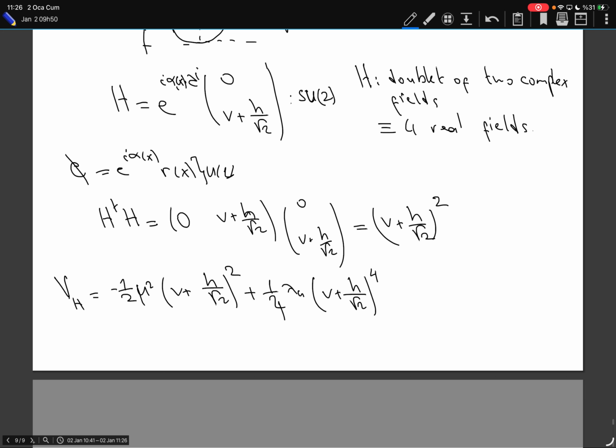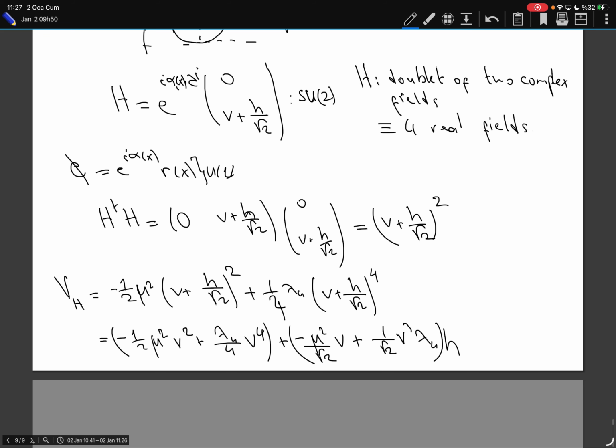Now there are terms independent of H, which will be minus 1 over 2 mu squared V squared plus lambda 4 over 4 V to the 4. There will be terms linear in H, which will be minus mu squared over square root of 2 V plus 1 over square root of 2 V cubed lambda 4 H. These are the linear terms.